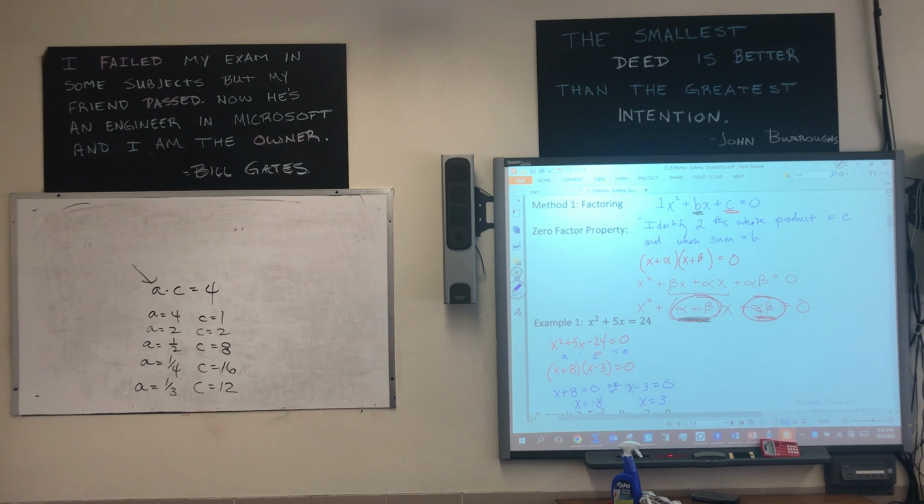And they should work. I should be able to go back up to the original equation and plug in, for instance, just do one, it's easy, 3 on the left-hand side. 3 squared is 9, plus 5 times 3 is 15. 9 plus 15 equals 24. Okay, gives me a true statement. Negative 8 squared is 64, plus 5 times negative 8 is negative 40. 64 plus negative 40, 24 again. So those solutions, plug back in, do satisfy that original equation.